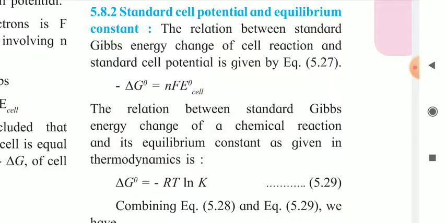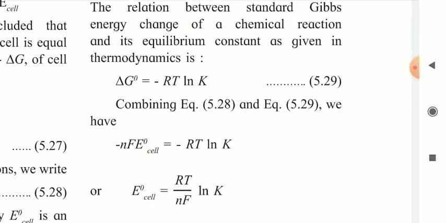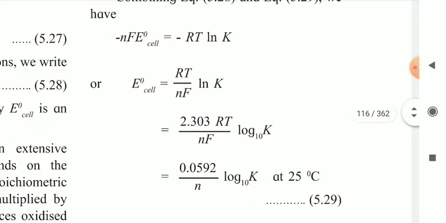Now students, the relation between standard Gibbs energy change of a chemical reaction and its equilibrium constant, as given in thermodynamics, is delta G0 is equal to minus RT ln K. If you look at these two formulas, combining equation 5.28 and equation 5.29, we get minus nF E0 cell is equal to minus RT ln K. Now students, E0 cell is equal to RT upon nF into ln K, and the above equation that we have derived is in natural log.